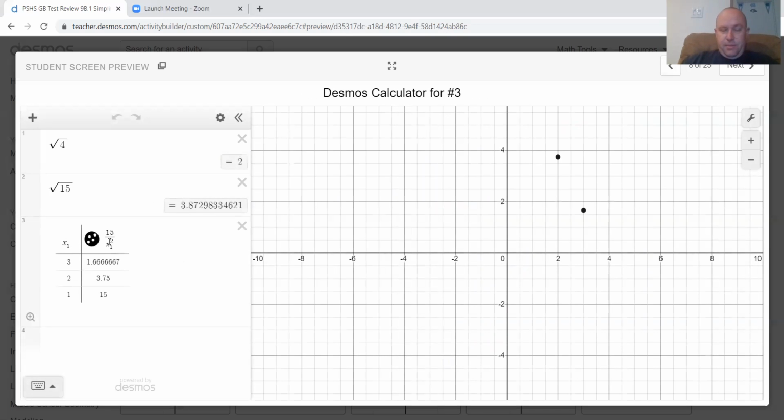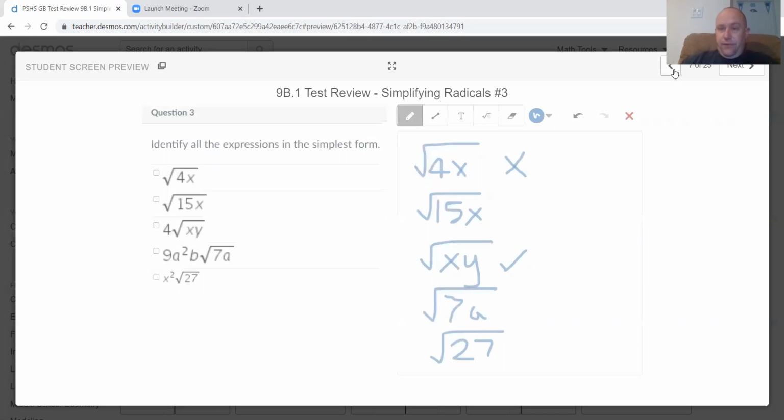So I went ahead and typed in my table, x1, 15 divided by x1 squared, starting at 3, because it says 3.87, and then just counting down just to check. So for this one, if you get 1, that means that this doesn't simplify, because this is just 1 square root of 15. So in other words, 15 is already in simplest form. You cannot simplify 15 any further.